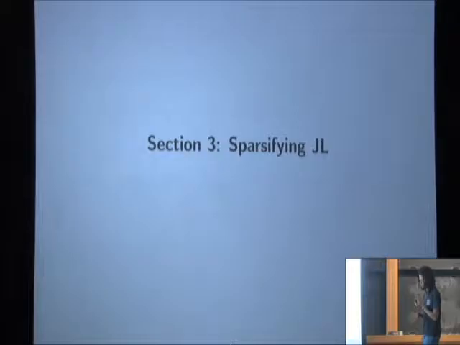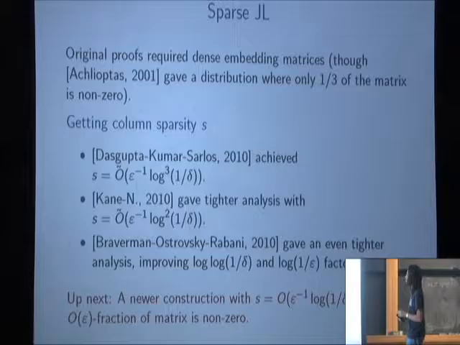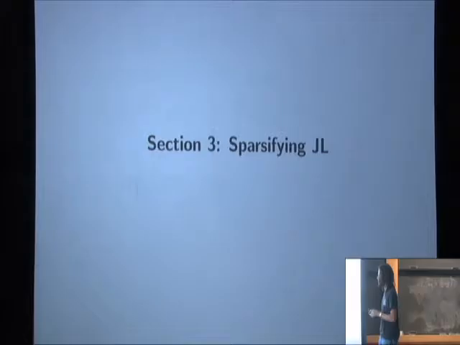Okay. So, sparsifying JL. The proofs that I've been showing you, where every entry of the matrix is independent with sub-Gaussian tails, are all dense constructions. So how can we come up with a distribution where a significant fraction of the matrix is zero?